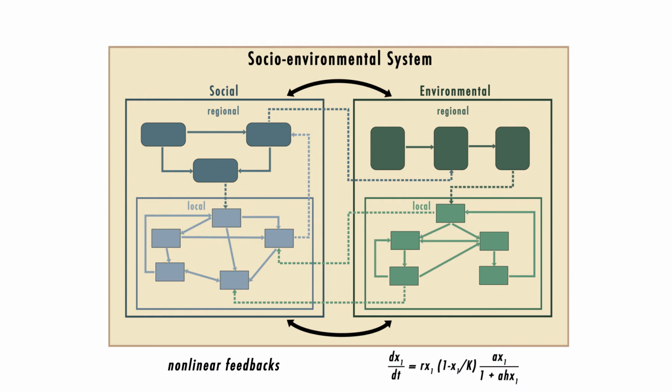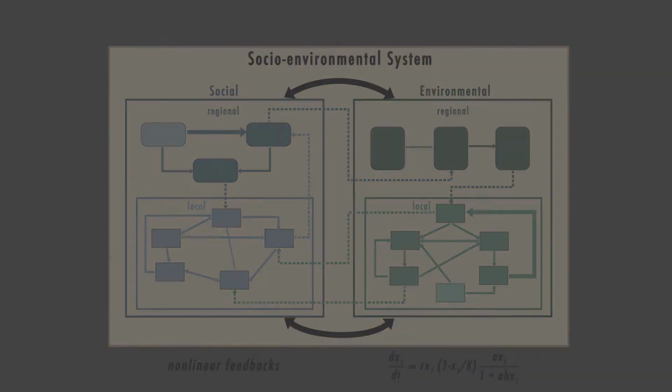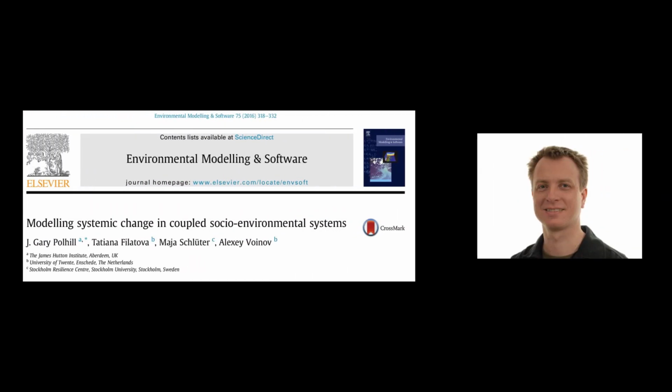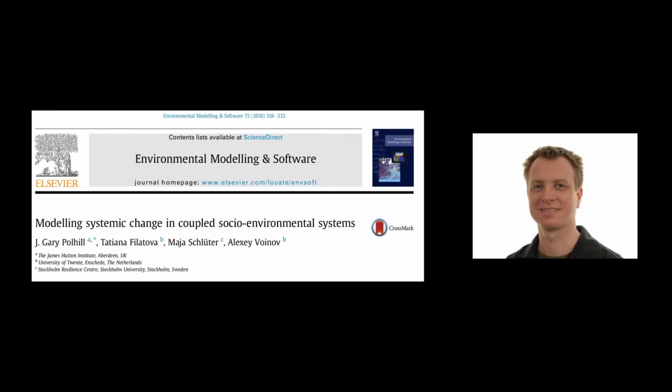System dynamics models are built based on the system structure and use differential equations to describe processes within. But changing the values of parameters in the equations, or changing the strength of feedbacks, will not be adequate if a system is undergoing a major change. Gary Polhill and his colleagues provide a clear overview of the problem and paths forward.